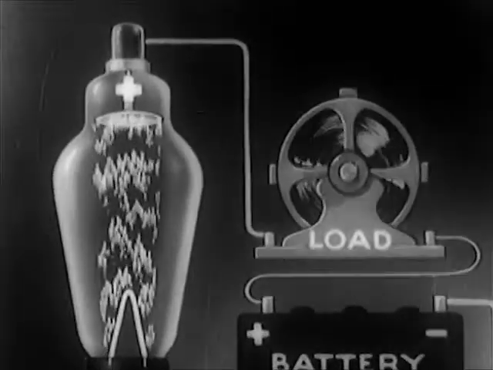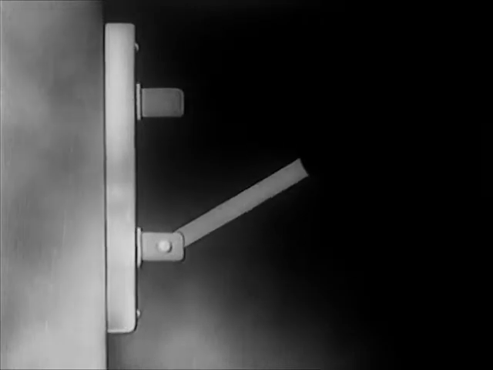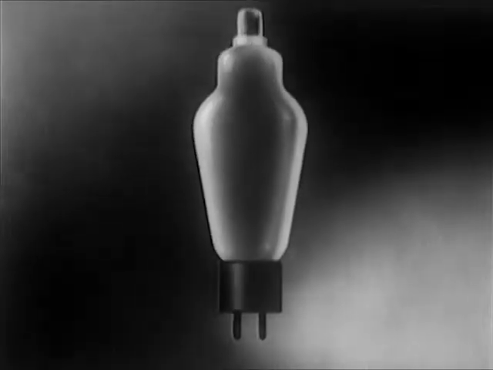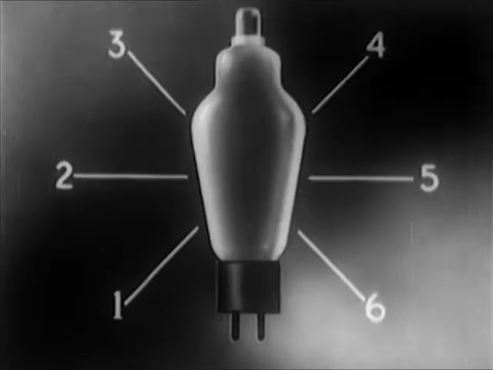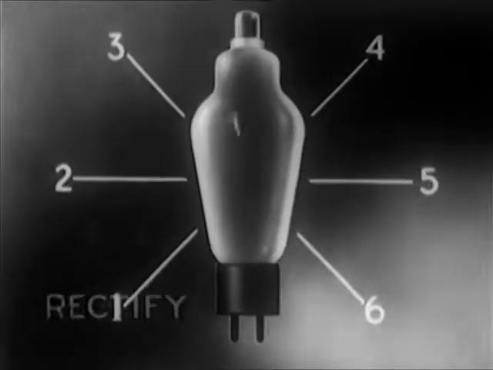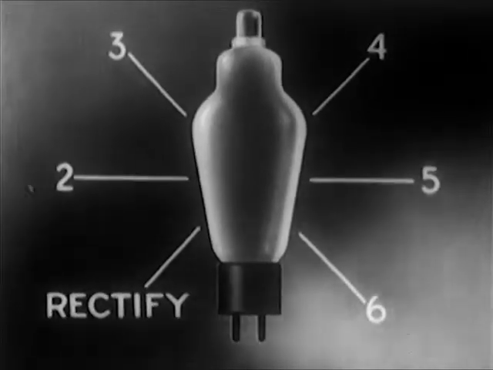Now, at this point, you may ask, if an electronic tube is basically just a form of switch, why is electronics hailed today as the technique of a new engineering era? To answer that question, let's review six of the basic things that we can do with this new kind of switch. In the first place, we can rectify current with it, converting AC to DC.